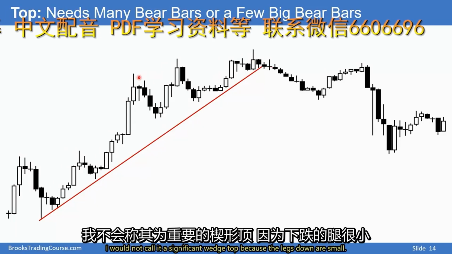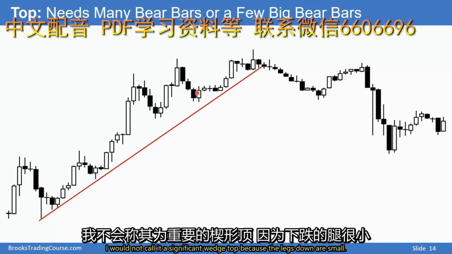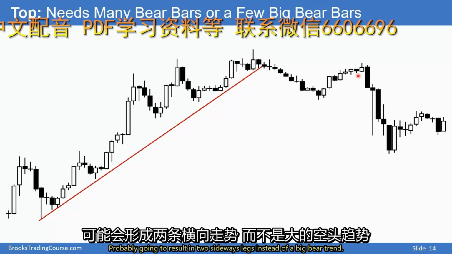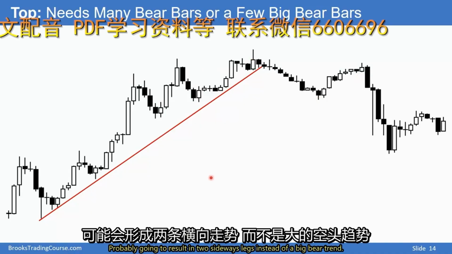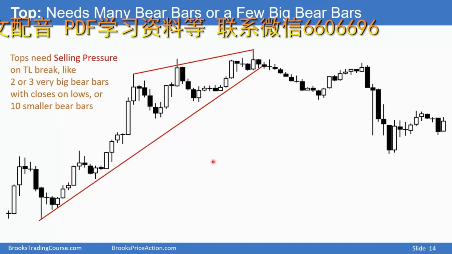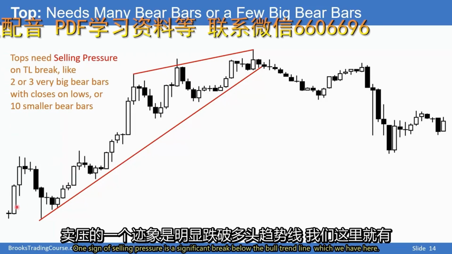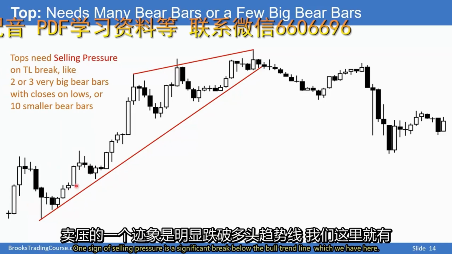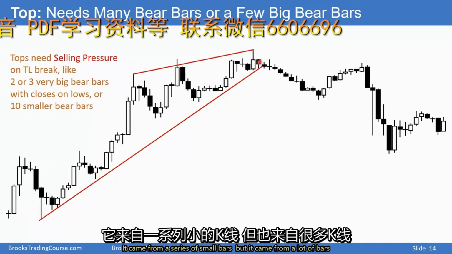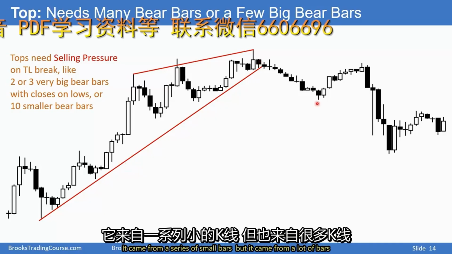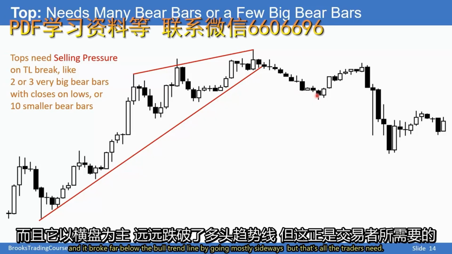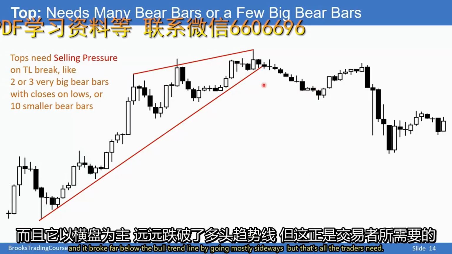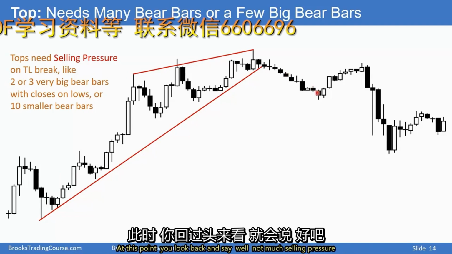I would not call it a significant wedge top because the legs down are small. Probably going to result in 2 sideways legs instead of a big bear trend. One sign of selling pressure is a significant break below the bull trend line, which we have here. It came from a series of small bars, but it came from a lot of bars, and it broke far below the bull trend line by going mostly sideways, but that's all the traders need.